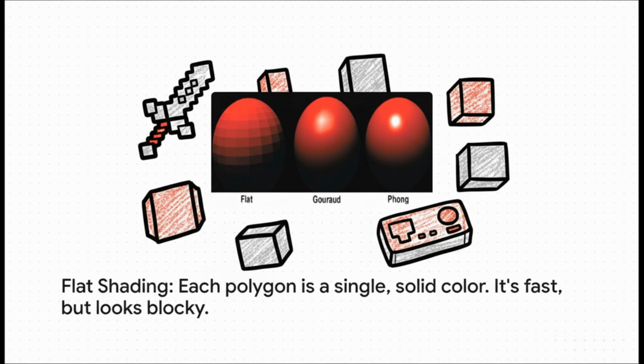First up, you have flat shading. This is as basic as it gets. Every single one of those little polygons we talked about just gets one solid color. It's super fast for a computer to do, but yeah, it looks pretty blocky and retro. Think of those really old classic video games.